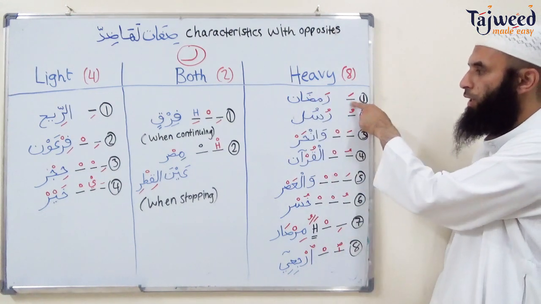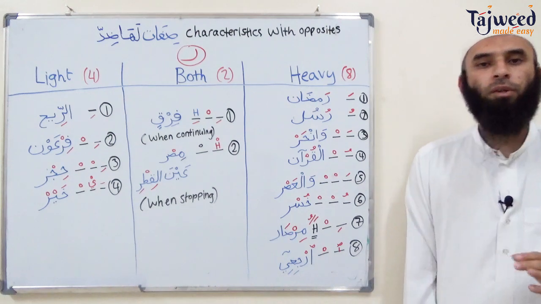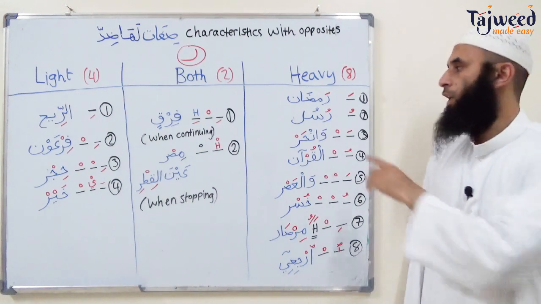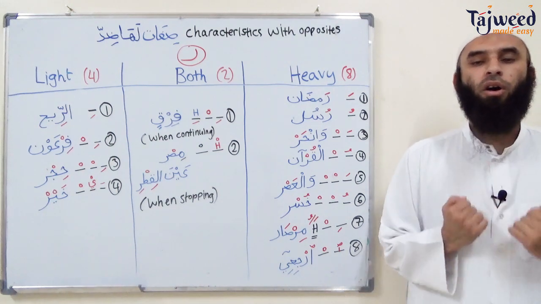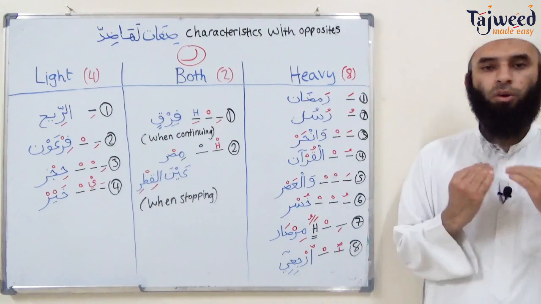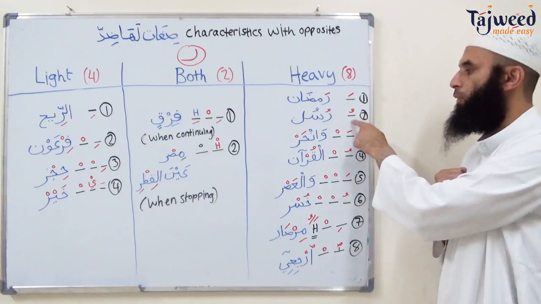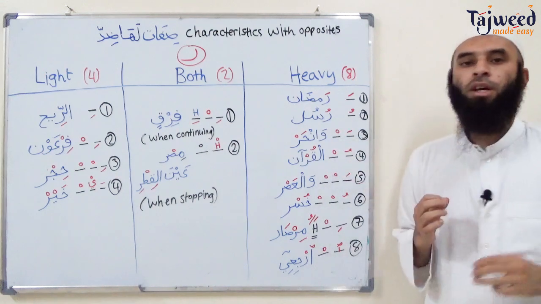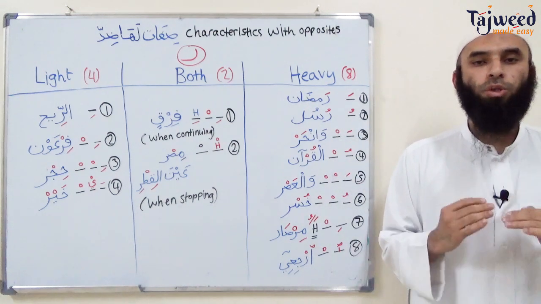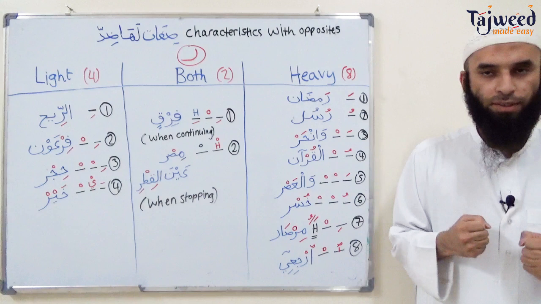Number 1, when ra has a fatha. If ra has a fatha, we don't need to look at what's before it or what's after it. We automatically pronounce it in a heavy manner. Ra, ra, and not light. So this will be Ramadan. Next one, when ra has a dhamma, same thing. We don't need to look at what's before or what's after. So rusul, rusul. That's pronouncing it heavy.